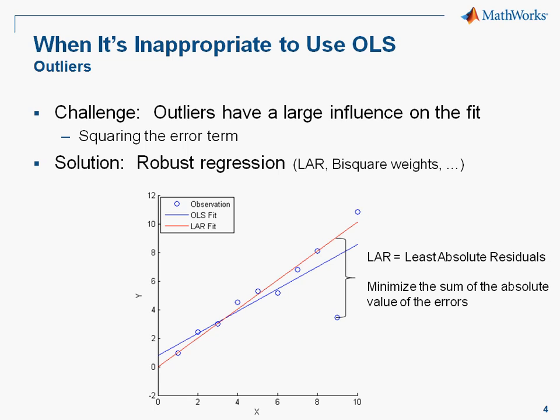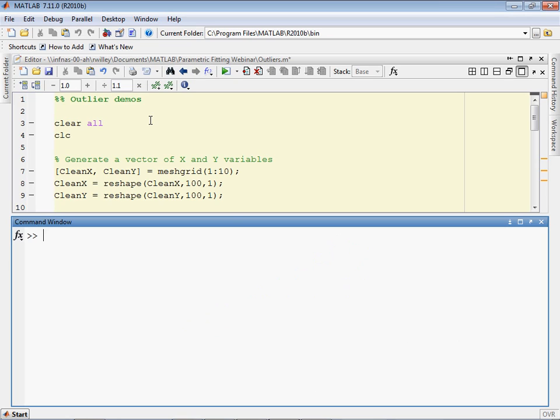The distance between predicted and actual is much larger with the red line than the blue. However, the red regression is much more accurate, fitting the remaining data points. Now that we've had a chance to discuss this, let's jump into MATLAB and look at the various options that we have available for robust regression.